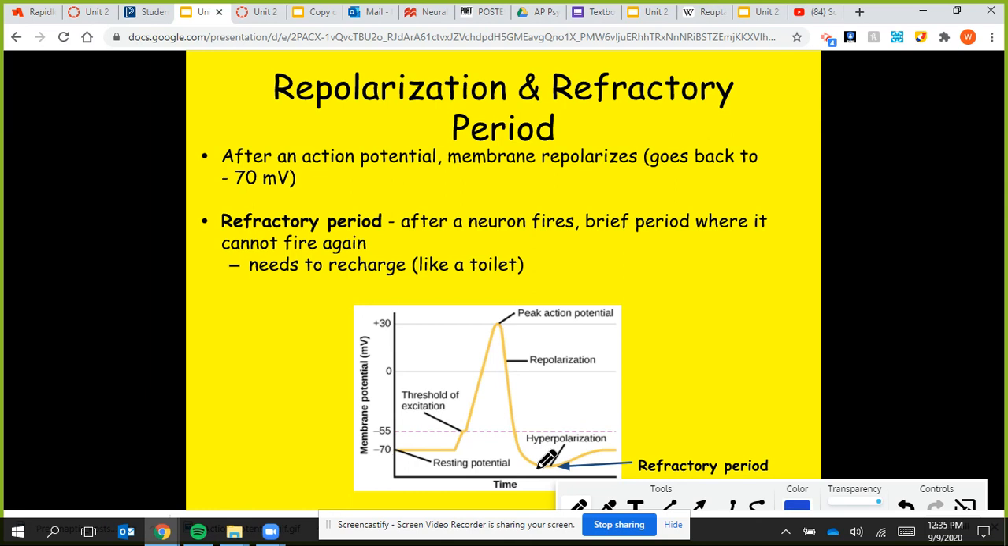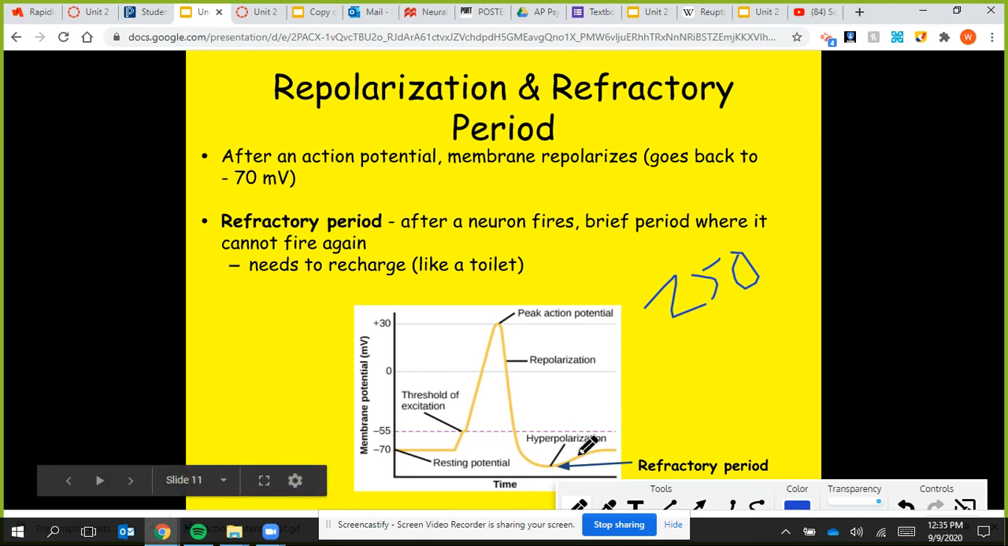People always ask me, how long does this take? It's happening over and over and over, right as we're doing this. Action potentials travel generally at about 250 miles an hour. So it goes into what's called hyperpolarization, where it drops below -70. This is what is referred to as the refractory period. There is a brief moment in the electrical component where a neuron cannot fire again, where it has to recharge.